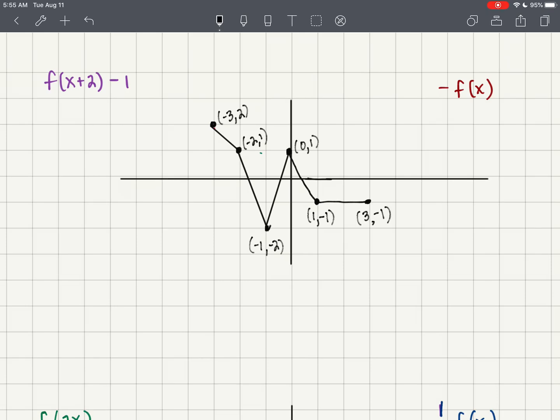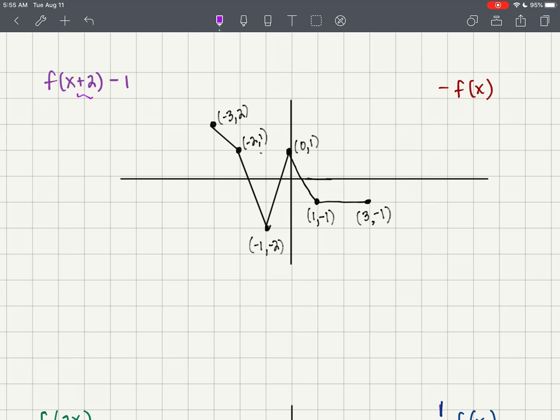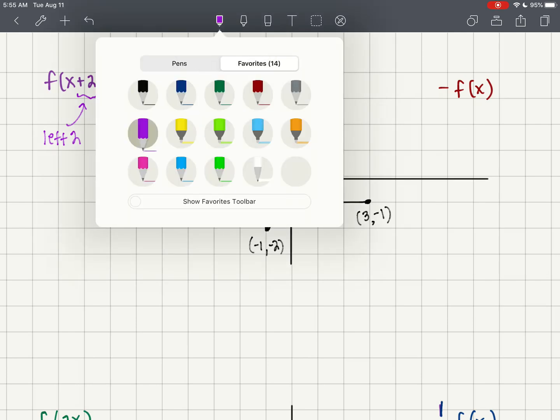We're going to first do this purple transformation, f of x plus 2 minus 1. Well, that purple transformation says we're going to go left 2 and down 1. So the left-right move affects your x value of your ordered pair, and your up-down move affects your y value of your ordered pair.